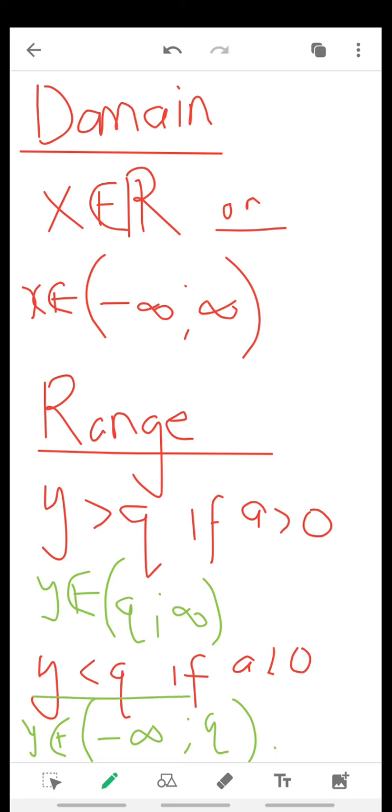Then, if our range, the function, is below the horizontal asymptote, then we're going to say its range will start from negative infinity, which is a very small negative y value, and it ends right at the horizontal asymptote. Okay, that's when we say y is less than the horizontal asymptote, meaning all the possible y values are less than the horizontal asymptote. Or you can simply write it as from negative infinity up to q.